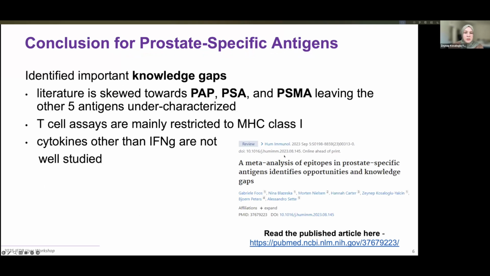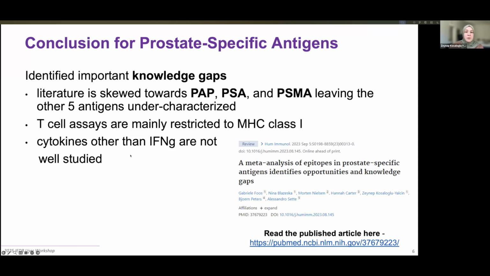So yeah, for the prostate antigen, a quick conclusion. The literature is very skewed towards PAP, PSA, and PSMA, leaving the other 5 antigens under-characterized. And T-cell assays are mainly restricted to MHC class 1 epitopes. So this is another gap for the MHC class 2 epitopes that might also be relevant. And then the cytokines other than interferon gamma are not well studied.